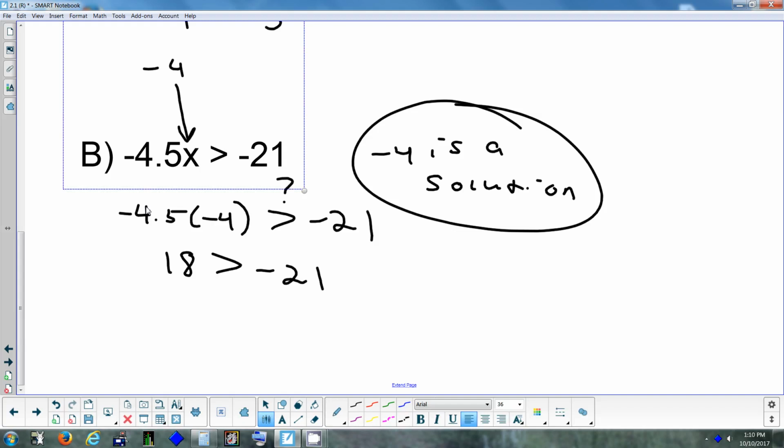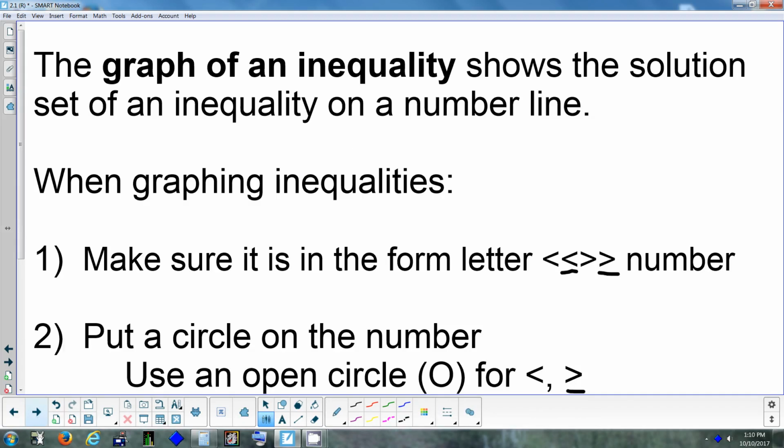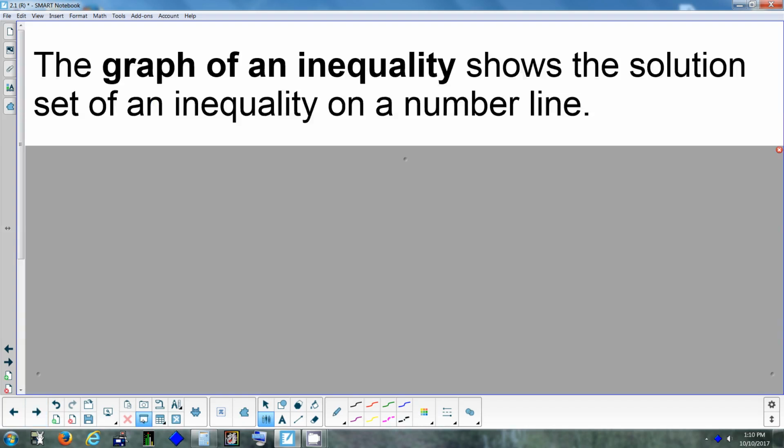Has anybody drawn a picture before, like open circle, closed circle? Shade right, shade left? I don't like those. Yep, we're going to look at that. So you want me to do a little bit? Yes.